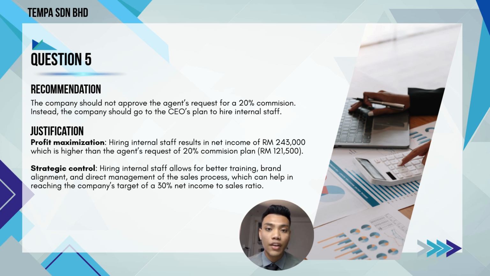So there are a few justifications for the recommendation. The first justification is profit maximization. Hiring internal staff results in a net income of RM 243,000 ringgit, which is higher than the agent's request of the 20% commission plan, which is RM 121,500 ringgit. And the second justification is strategic control. Hiring internal staff allows for better training, brand alignment and direct management of the sales process, which can help in reaching the company's target of a 30% net income to sales ratio.